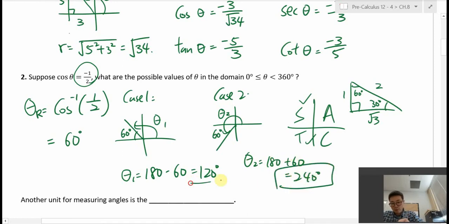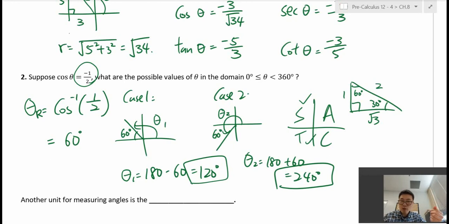So you actually have two different answers. Because cosine is negative, it could be in either quadrant 2 or 3. It doesn't say which, so we have to consider both cases. Now, we're only looking at the domain of 0 to 360, so we only have two answers. If we make the domain bigger, then you could find more answers by adding or subtracting 360, okay? So that's what we did last time.